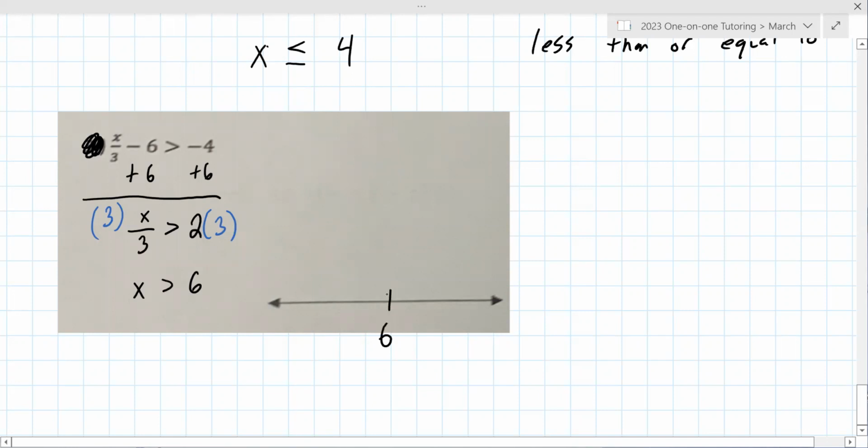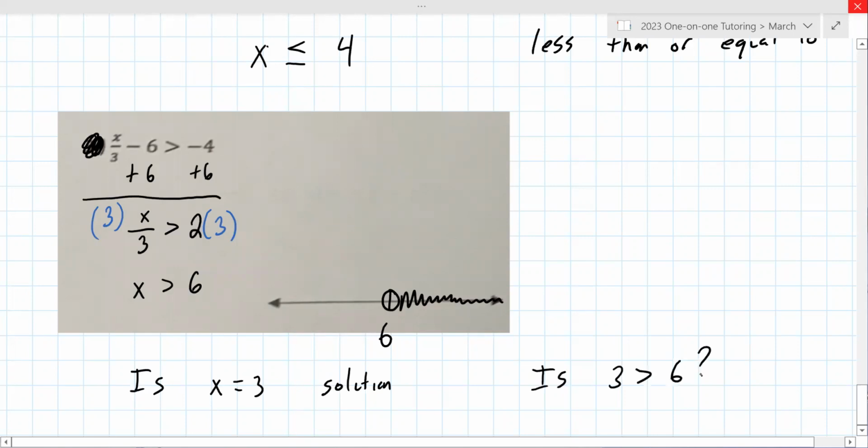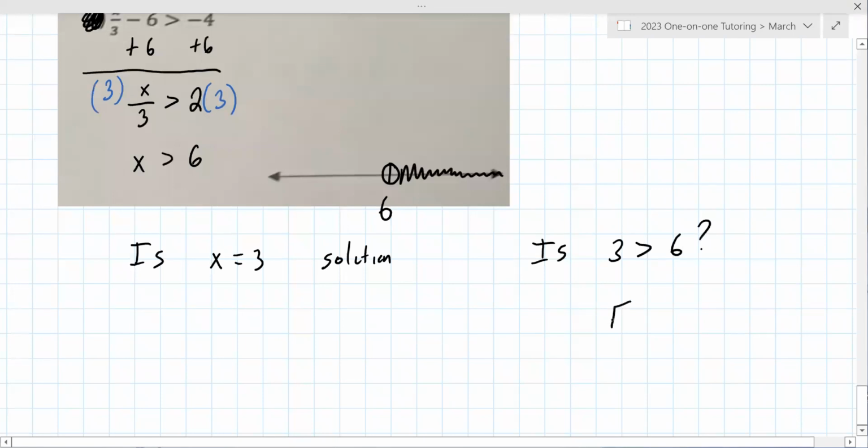Put that 6 on the number line. Open bubble. Shade to the right. Yep. Now I don't know why the instructor keeps giving you this, is x equals 3 a solution, but that's the one that keeps coming up here. You're asking the question, is 3 greater than 6? No, it is not. So you would say false. False means not a solution.